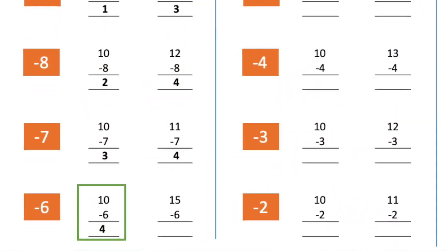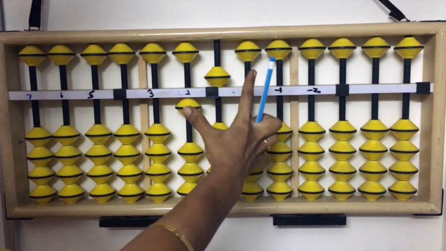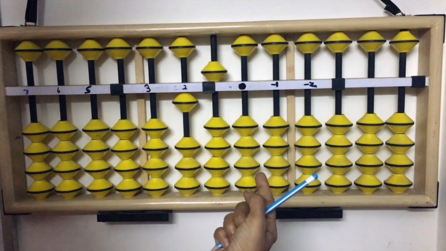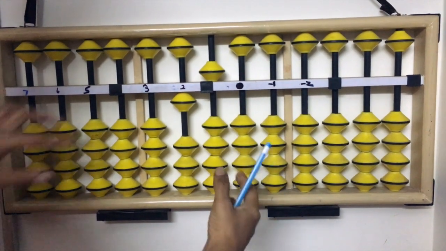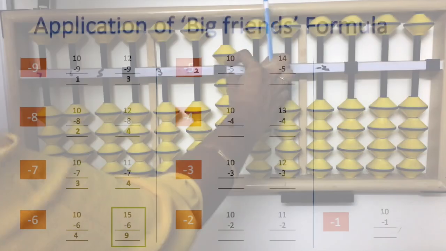Next, 15 minus 6. To do minus 6, we can't do directly. So think of the big friend of 6. Big friend of 6 is 4. So how to do minus 6? Minus 10 plus 4. The answer is 9.